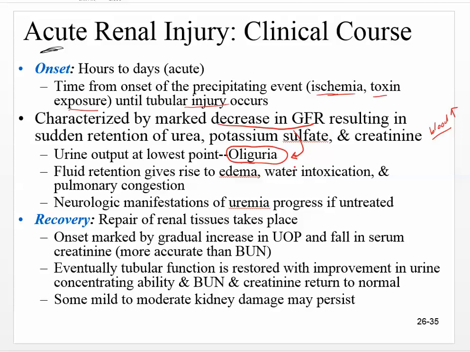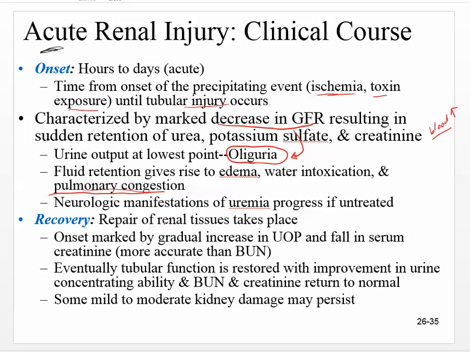Because all of these things give an indication that we're talking about something going on with the kidneys. Edema, water intoxication, pulmonary congestion. So this blood and fluid that's supposed to be leaving through the kidneys just isn't, and it's backing up into circulation. Neurologic manifestations of uremia progress if untreated. When you have loss of homeostasis and your electrolytes are out of balance, then you're going to have a change in nerve function.